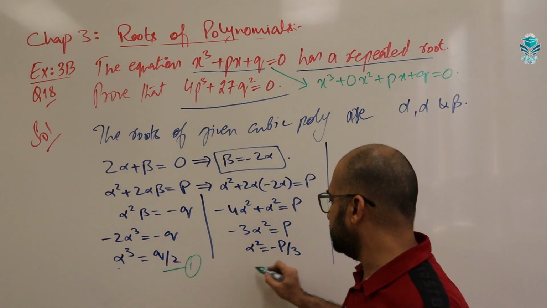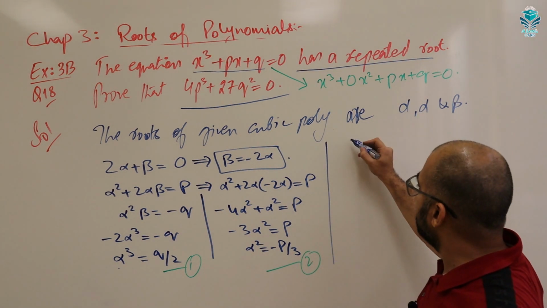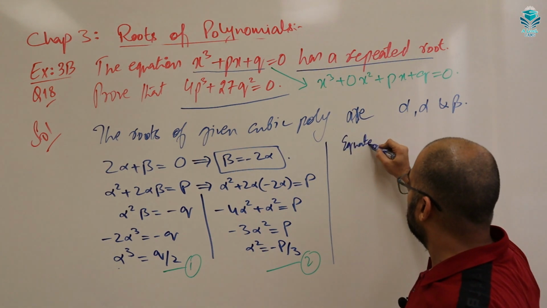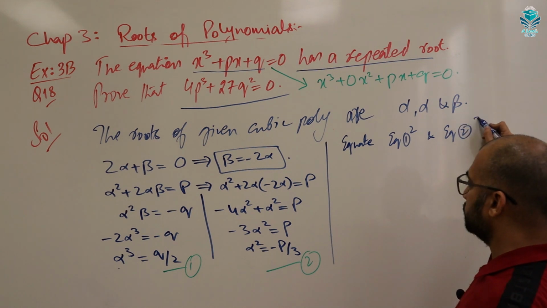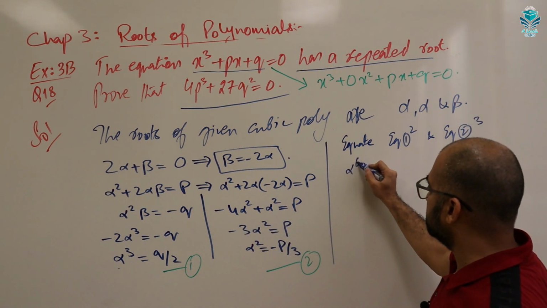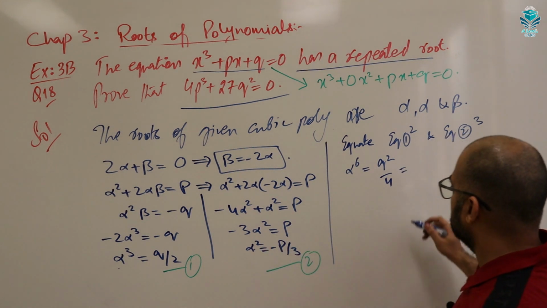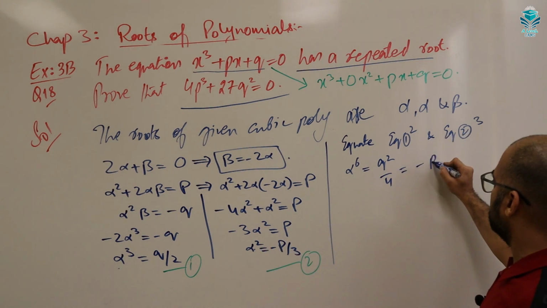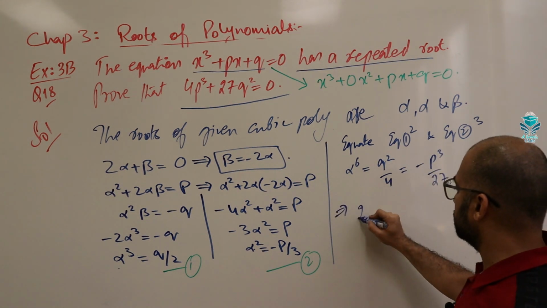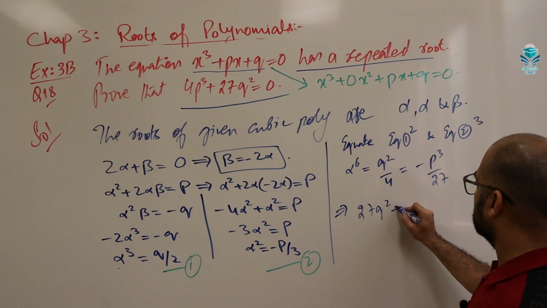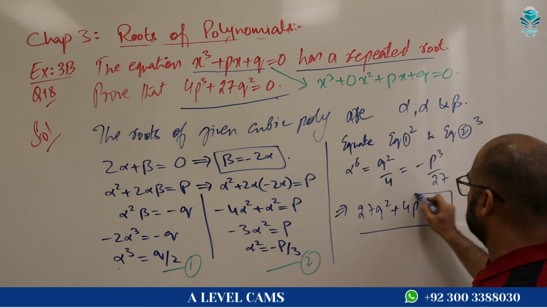Let's say this is equation 1 and this is equation 2. So take the square of equation 1 and equate equation 1 square and equation 2 cube. Equation 1 square is alpha 6, equal to q square by 4. This is also alpha 6, so you have minus p cube by 27. So by cross multiplication you can rewrite 27 q square plus 4 p cube is 0. And this is the same. So you have proved it.